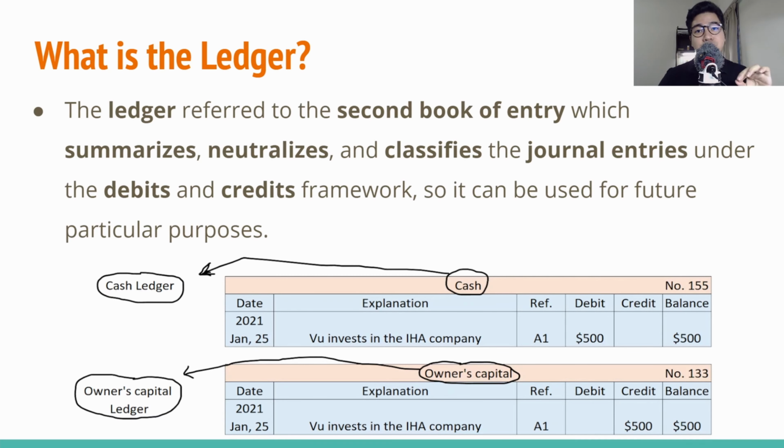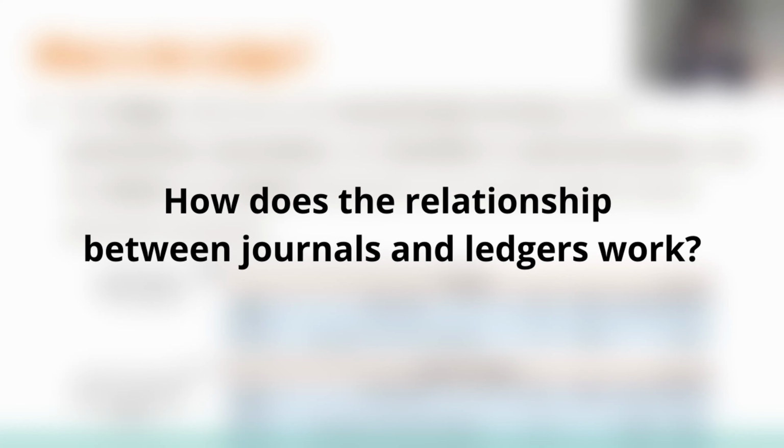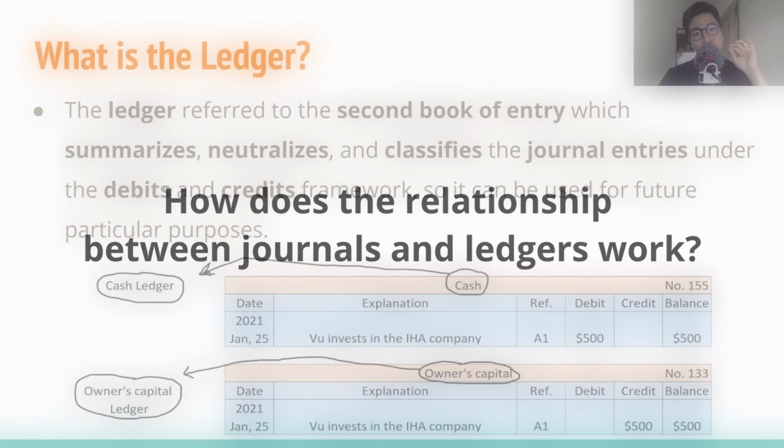Furthermore, the ledger is known by people as the second book of entry. Speaking of relationships, in the next slide I'm going to illustrate how the relationship between journals and ledgers works.